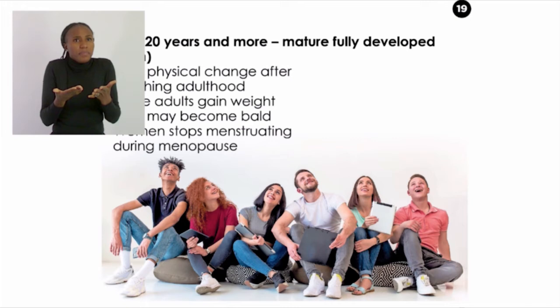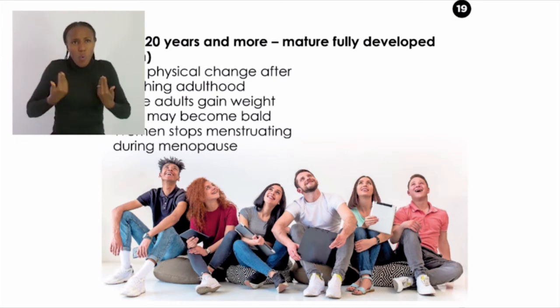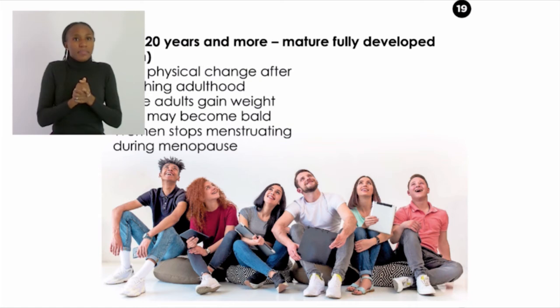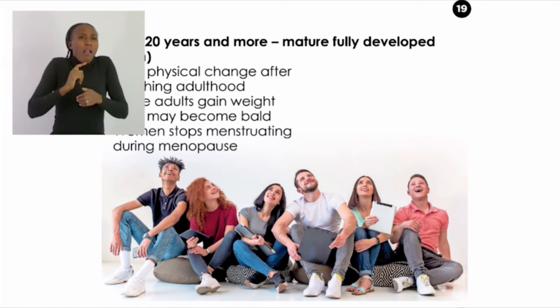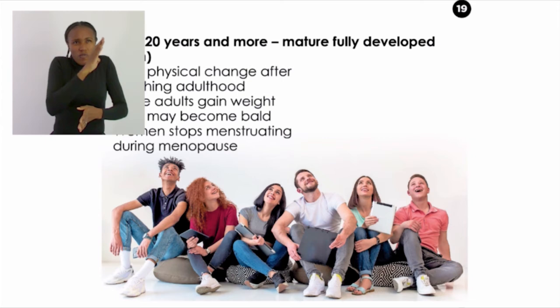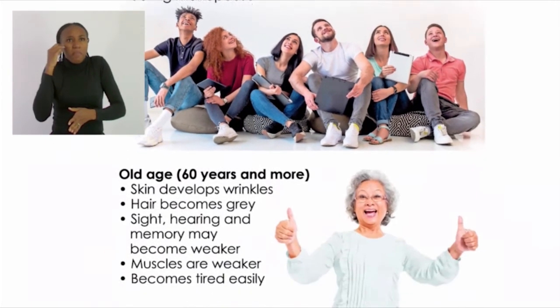There are little physical changes after reaching adulthood, okay? When an adult person doesn't really change, the changes are hardly seen because they happen at a very low pace. They don't grow fast anymore like the young ones. Some adults gain weight. The only thing that normally changes with them is the body size. They either become bigger or a little bit smaller, okay? Men may become bald, and at some stage women stop menstruating during menopause. Some of these things we are also going to learn deeper about as time goes.